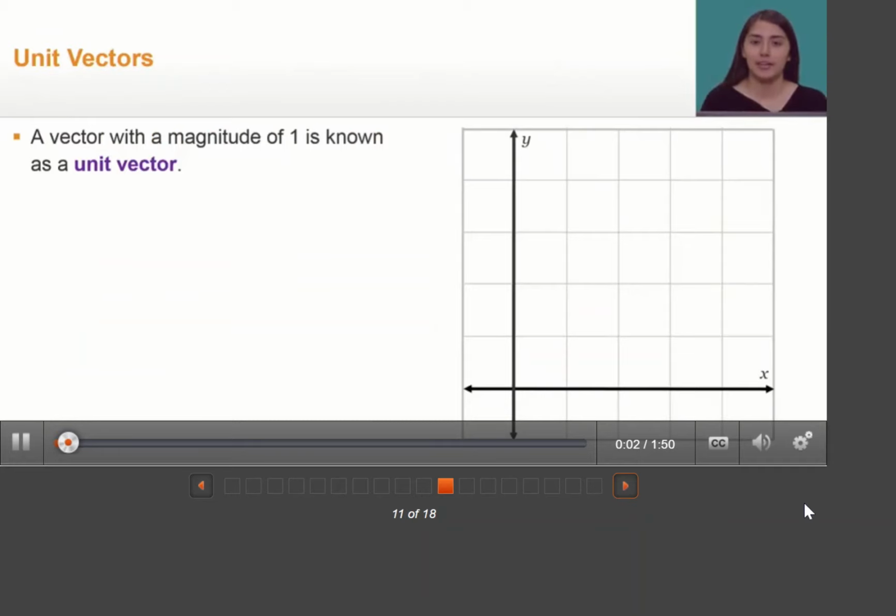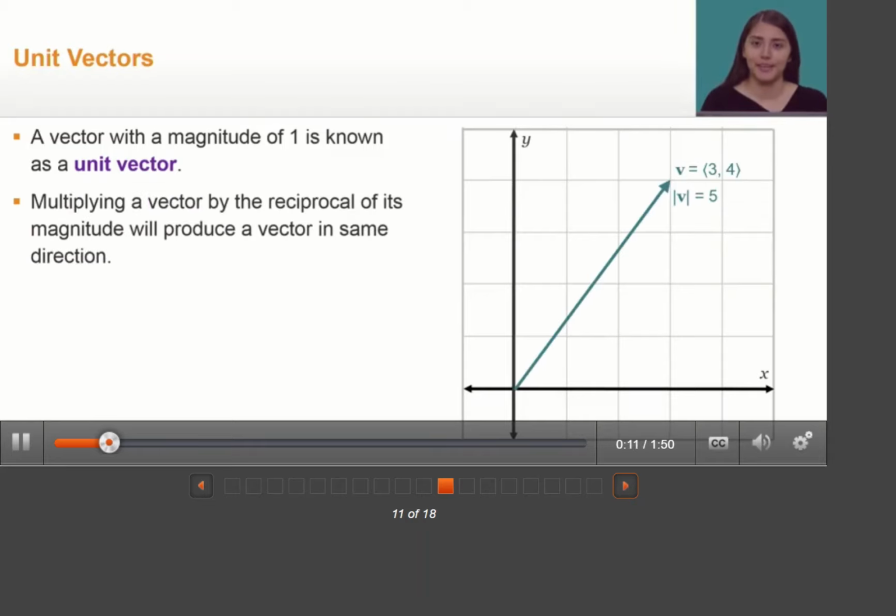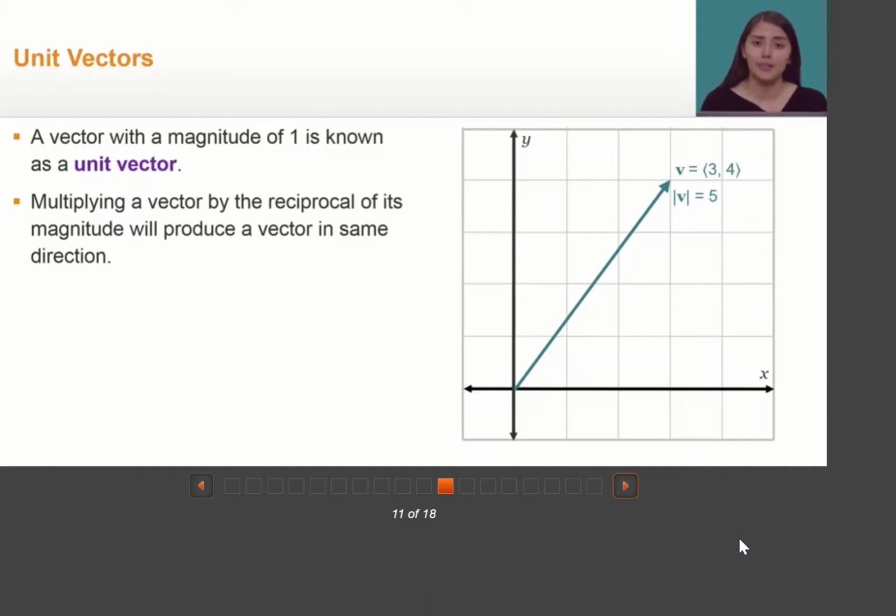Let's take a moment to talk about a special type of vector. A vector with a magnitude of 1 is known as a unit vector. A vector can always be multiplied by some scalar, resulting in a unit vector that has the same direction as the original vector. Multiplying a vector by the reciprocal of its magnitude, which is a positive scalar, will produce a vector in the same direction.